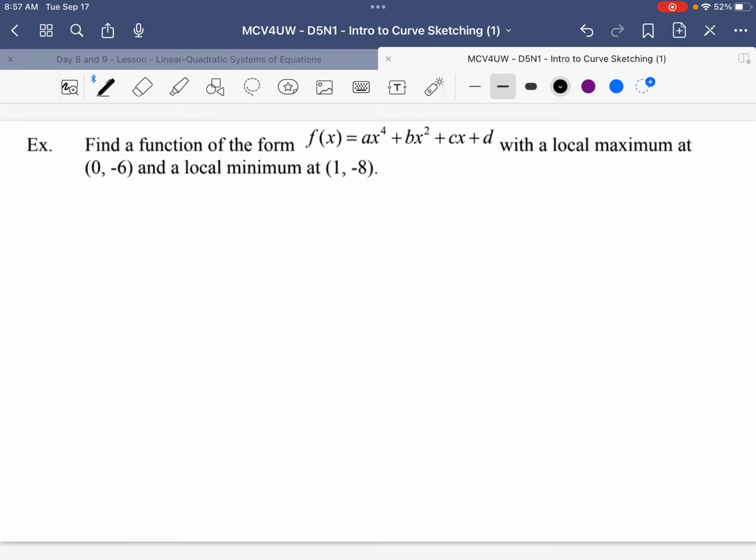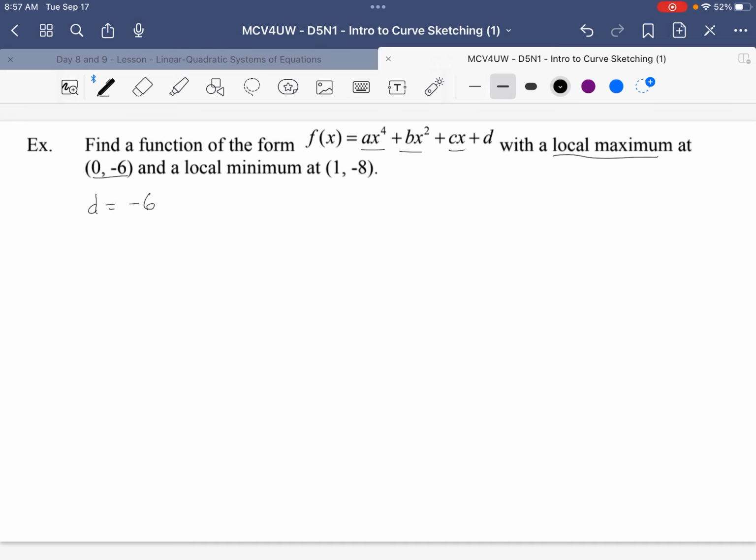We've got ax to the 4 plus bx squared plus cx plus d. We have a local maximum at (0, -6), a local minimum at (1, -8), and we have to figure out what a, b, c, and d are all equal to. Now, right off the bat, what I'm noticing is that because I have a (0, -6) point, if I plug in 0 for x, well, that's 0, and that's 0. So right off the bat, the first thing we can say is, well, d would have to equal -6.